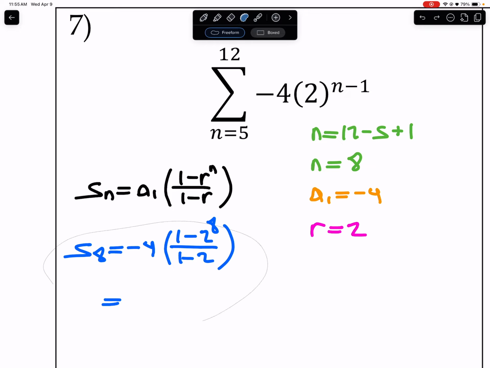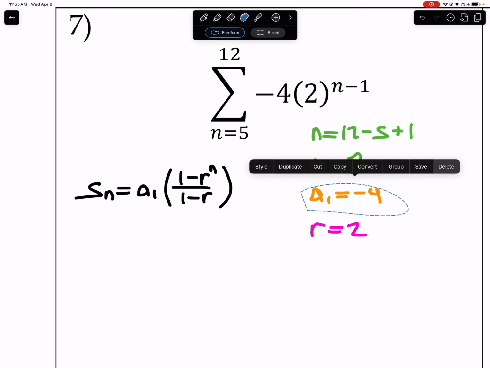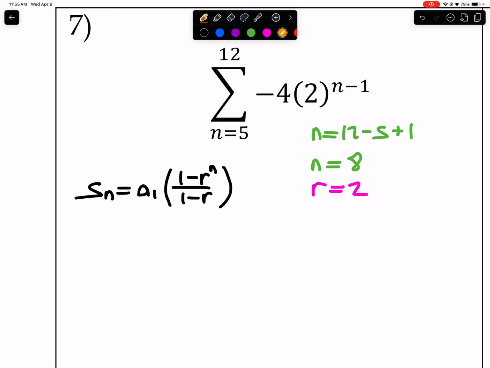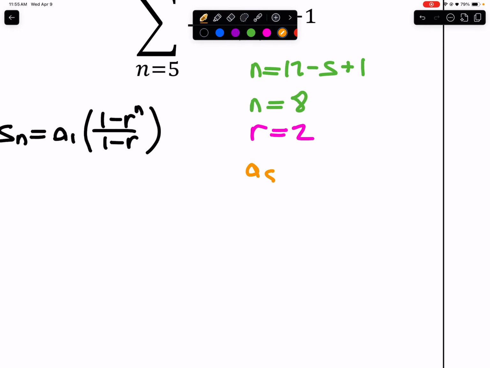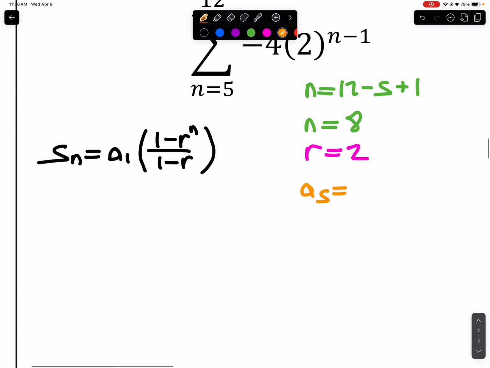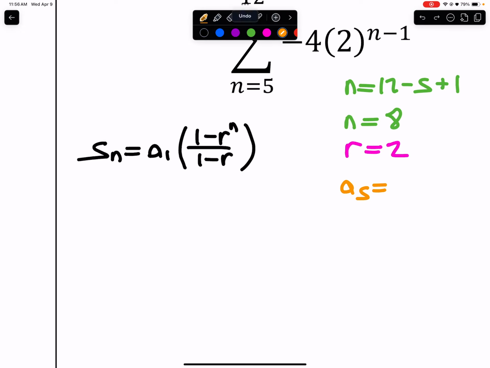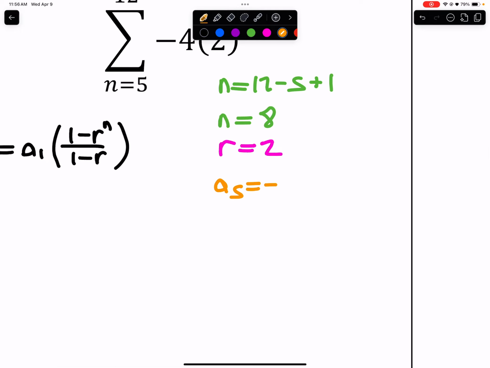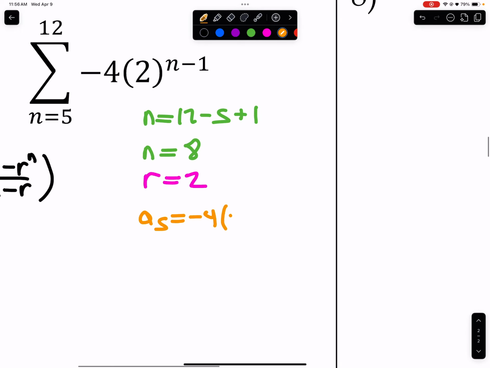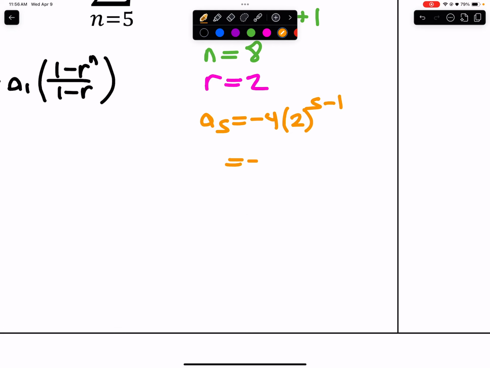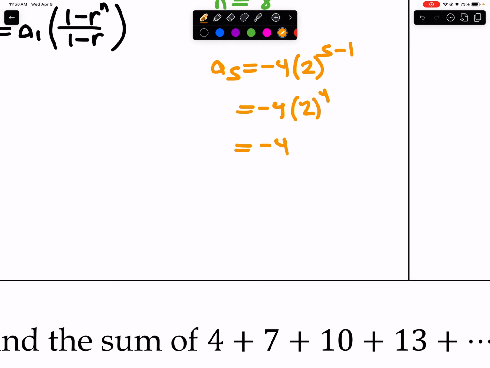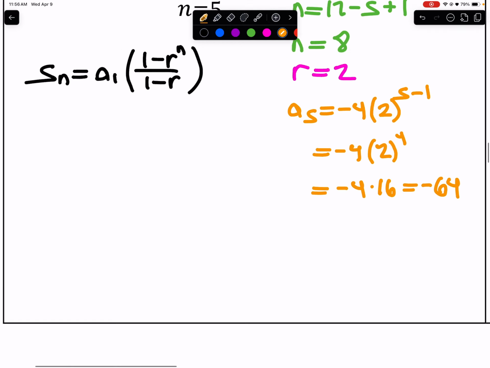I'm going to move you up. So sorry, y'all. I need to find the value of the 5th term. This is what I'm going to plug in for a sub 1 since we start at the 5th term. So this is going to be -4, parentheses, 2 raised to the 5 minus 1. So -4, 2 raised to the 4th power. So 2, 4, 8, 16. So this is -4 times 16, which is going to be -64. There we go. It's like I knew something wasn't looking right.